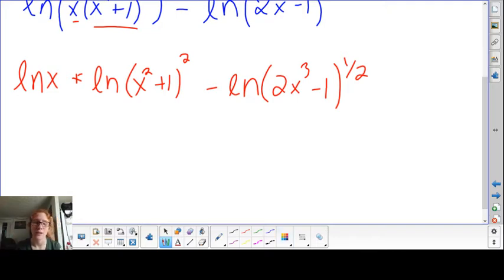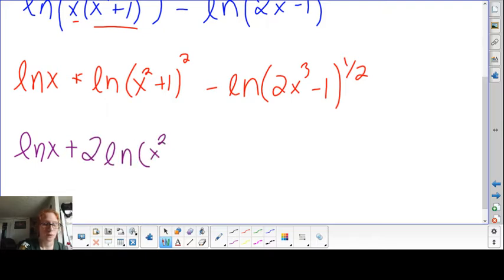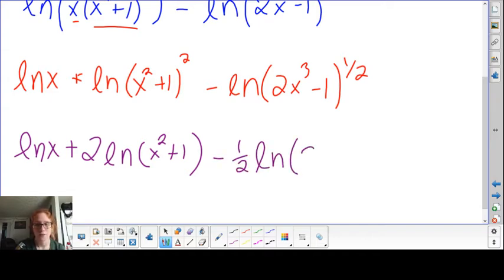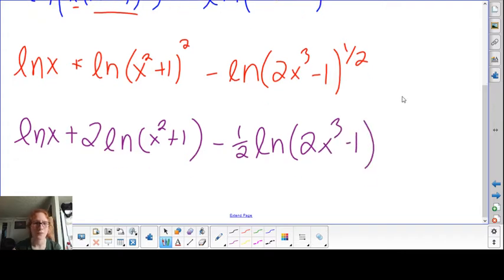So what we're going to do now is use my properties of exponents by bringing those in front of my original term. So the natural log of x is going to stay the same for a moment. I'm going to bring that 2 down. So it's going to be plus 2 natural log of x squared plus 1, minus, I'm going to bring the 1/2 down, the natural log of 2x cubed minus 1. So I'm getting rid of those powers by making them into coefficients.